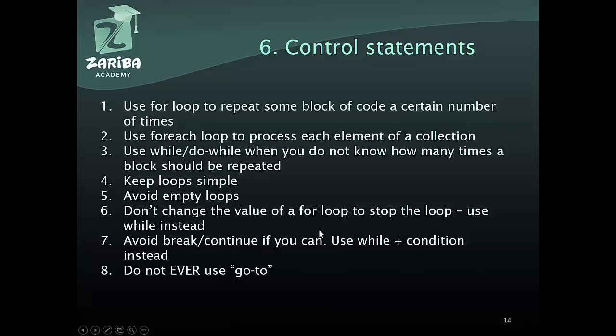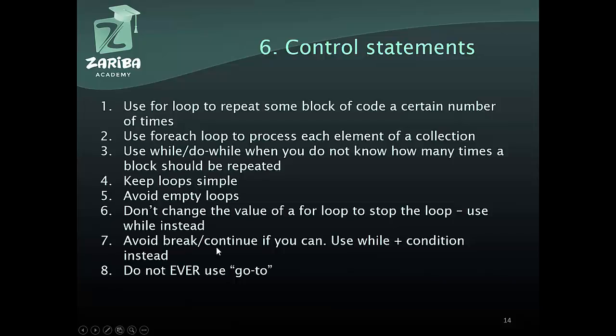Don't change the value of a for loop to stop the loop. Use while instead. So again, if you have an i which iterates from 0 to 10, and then in some case you want to actually say that it's 10, this would stop your loop, right? Don't do that. Just think of break, think of something else, but don't change the iterator value, the index value, inside the loop.